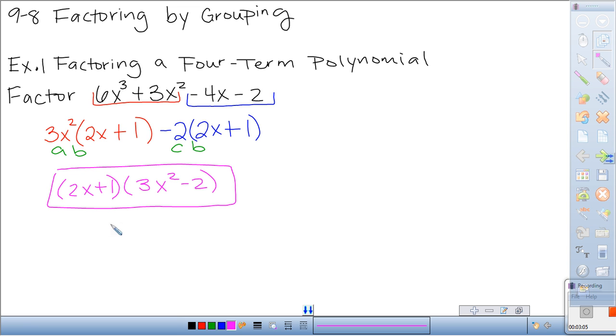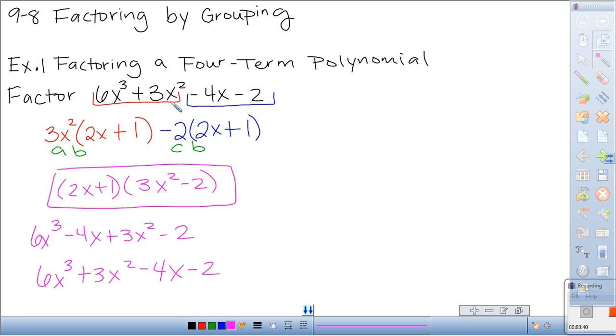And then how do we always check to see that the answer is correct? Well, we just have to FOIL. So let's FOIL these 2 binomials and see that we do in fact end up with 6x cubed plus 3x squared minus 4x minus 2. So 2x times 3x squared does give me 6x cubed. 2x times negative 2 is negative 4x. And then 1 times 3x squared is plus 3x squared. 1 times negative 2 is negative 2. Then I just need to rewrite this in standard form: 6x cubed, because I have no like terms, plus 3x squared minus 4x minus 2. And you see we do end up with what we started with.